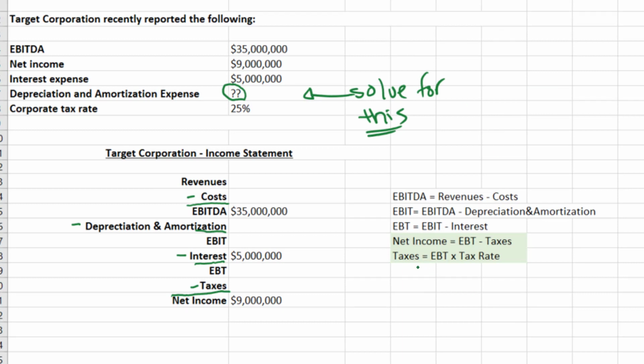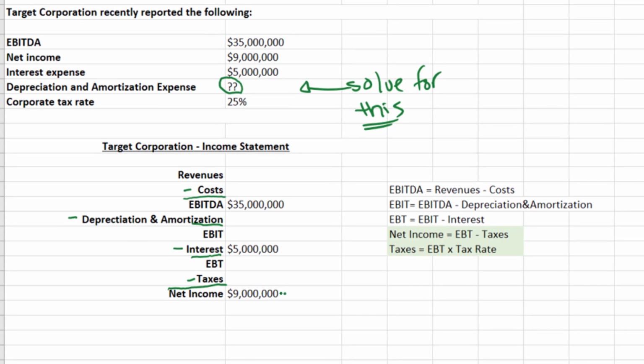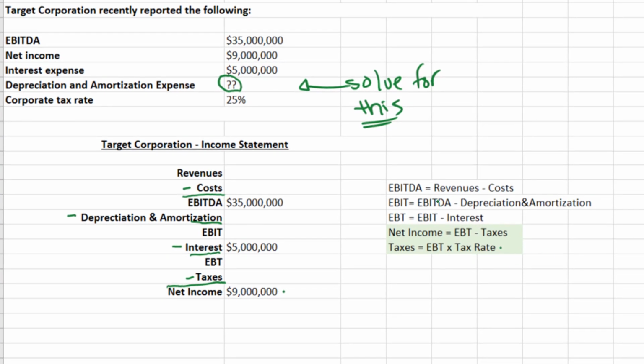Okay, so here I know net income is 9 million and I know my tax rate is 25%. It's given in the question. So if I can combine these two equations, I would have net income, earnings before tax, and tax rate, so that I would just have one thing left to solve for. I'm going to show you what I mean by that. So net income equals EBT minus taxes. And I also know that taxes equals EBT times the tax rate.